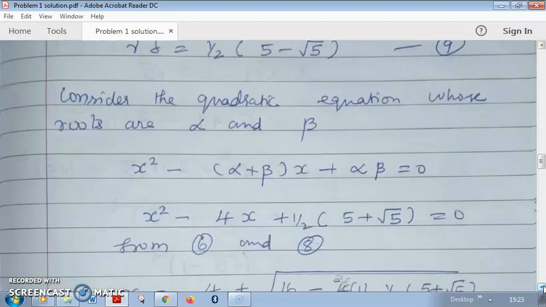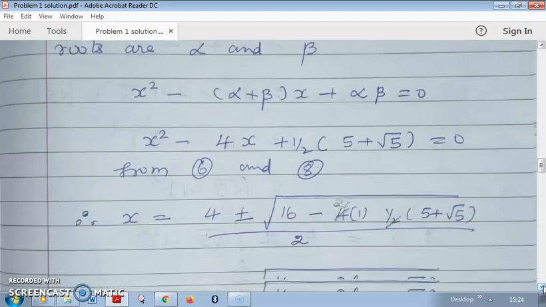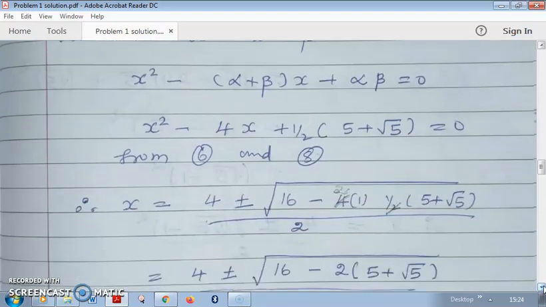We know alpha plus beta is 4, right? x square minus 4x plus, just now we got the value of alpha beta, that is half into 5 plus root 5. Now you find the value of x. So what you will get? Same formula, minus b plus or minus square root of b square minus 4ac by 2a. So a is 1, b is 4 and c is half of 5 plus root 5. So you can see how we have substituted.